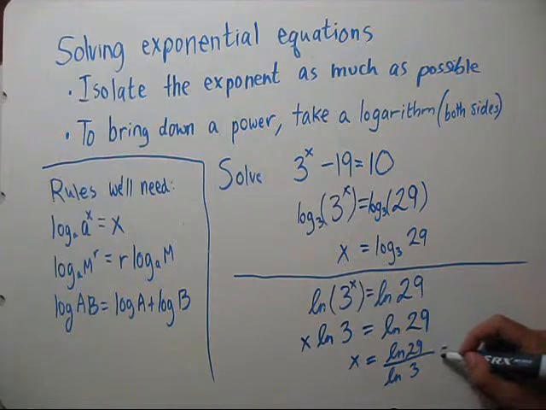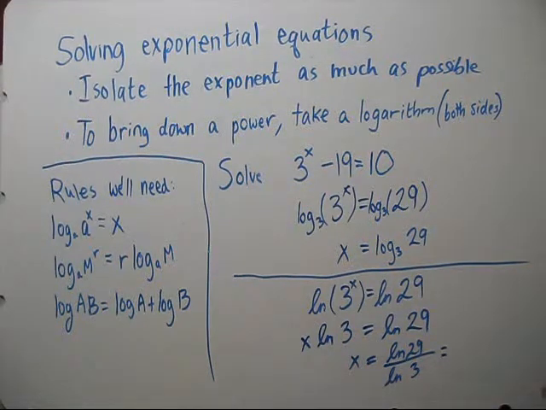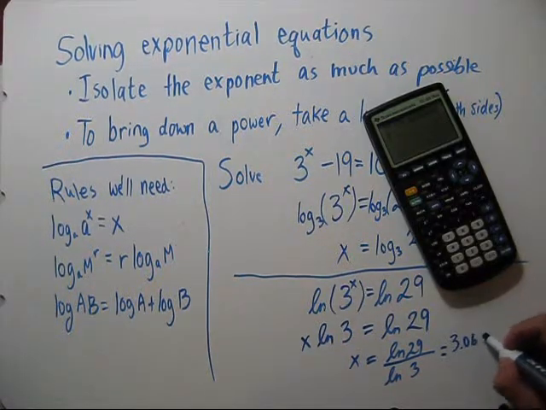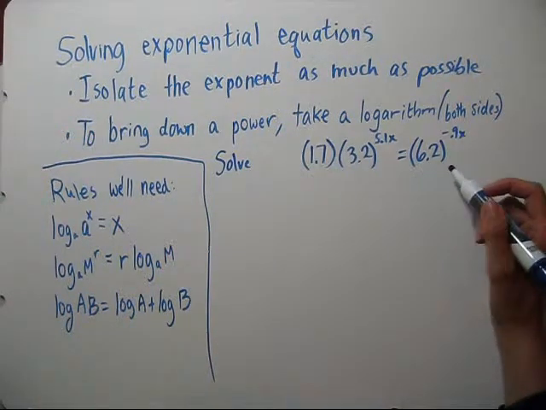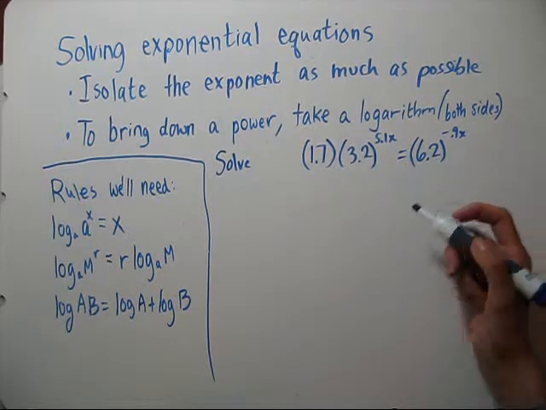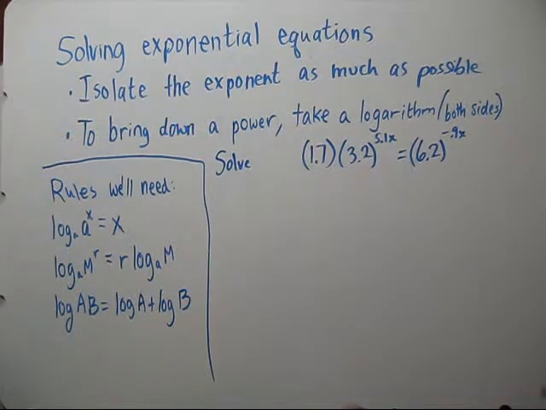And let's get a decimal representation of this answer. We get 3.065. Let's solve this one. We can't really isolate the exponent because there's two of them. So let's go ahead and take a logarithm of both sides. Let's go ahead and use natural log.